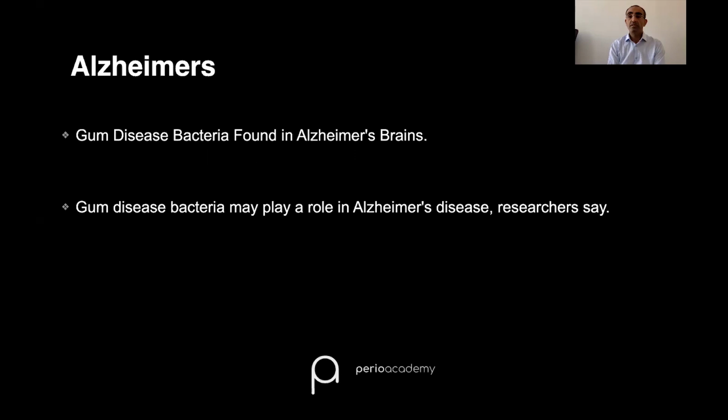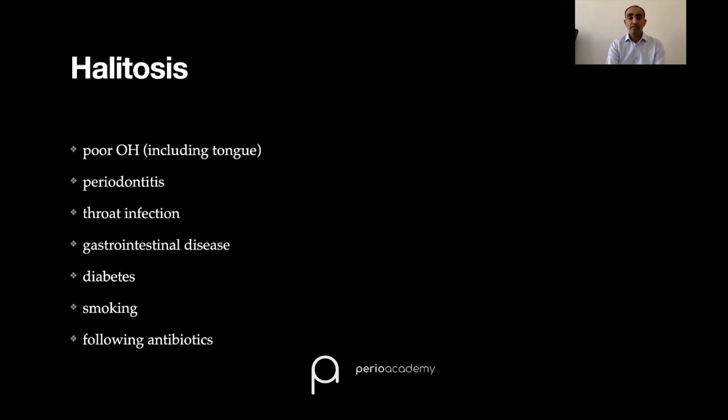Now, Alzheimer's is the latest one that has been identified, and some research has started on that. And again, they found gum disease bacteria in Alzheimer's brains. So again, we are noting that the effect of gum disease is systemic, so in the bloodstream. So we need to start looking at other conditions that may be associated, I use the word, and also try to identify those that have a cause and effect relationship.